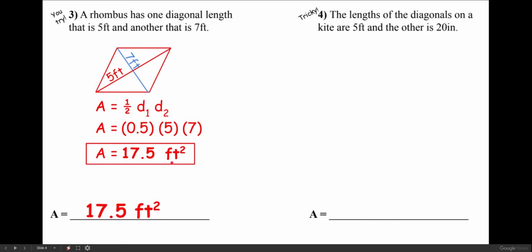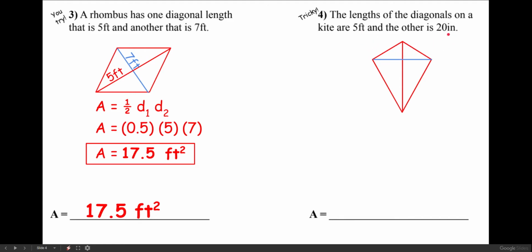Number 4, you can try that on your own. Pause the video if you'd like. It is tricky, as it warns you right here, so be on the lookout. Let's draw a kite. The lengths of the diagonals on a kite are 5 feet and 20 inches. You may be thinking, all right, let's put 5 there and 20 there, but that is not correct. What's so tricky about this? Well, you cannot just use 2 different units, feet and inches. You need to be using both inches or both feet.